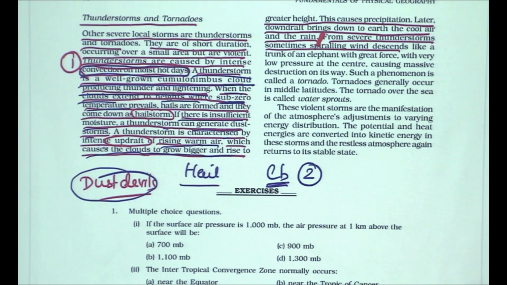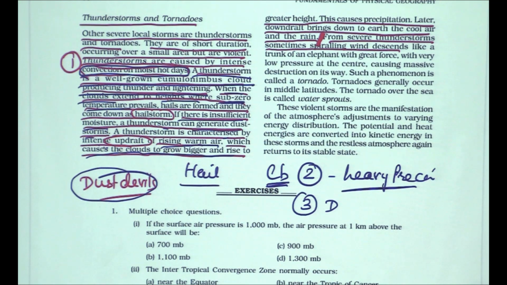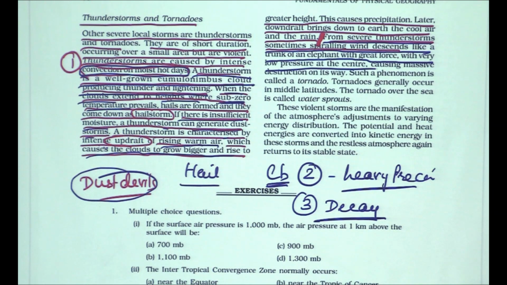This causes precipitation. So in stage number 2, we have got heavy precipitation. And when a sufficient amount of moisture has been shed, automatically stage number 3, that is the dying stage or decay stage, will mark its development. Now I want to read from where we demarcated the boundary. From severe thunderstorms, sometimes a spiraling wind descends like the trunk of an elephant with great force, with very low pressure at the center, causing massive destruction on its way. Such a phenomenon is called a tornado.